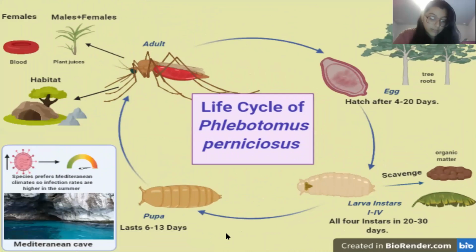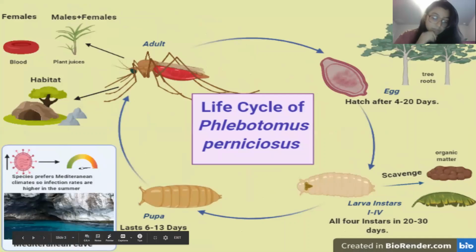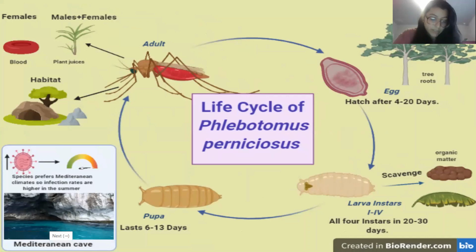So this is the life cycle of the Phlebotomus perniciosus fly, which is also known as the sandfly. That's its common name. So when the female fly lays its eggs, it usually lays them in areas of high humidity, such as cracks in buildings or even tree roots, but usually in humid soil rich in organic matter. It then hatches 4 to 20 days after being laid.